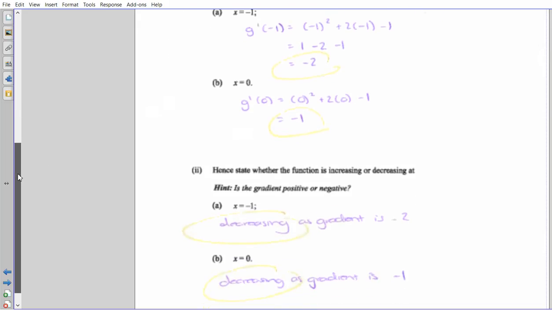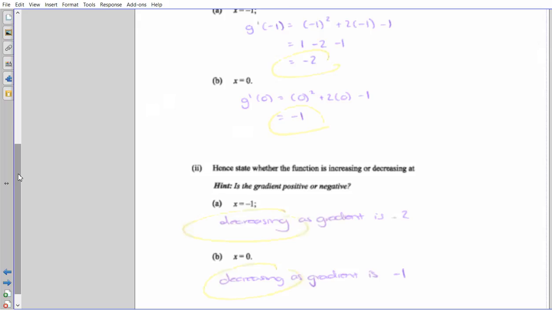Hence state whether the function is increasing or decreasing at x equals -1 and x equals 0. So notice these are referring to your answers. So try to think, if the function's increasing, like going up, remember the gradient's positive. If it's decreasing, it's going down, so the gradient's negative.